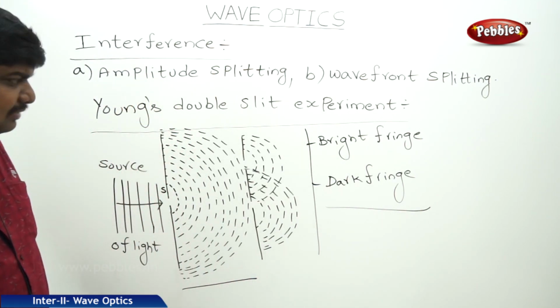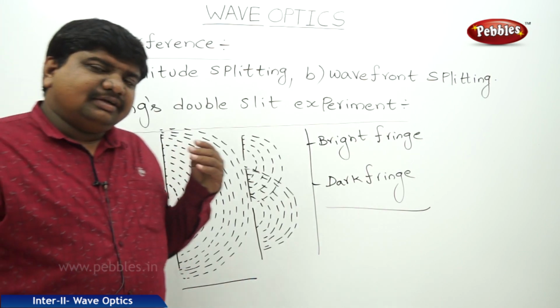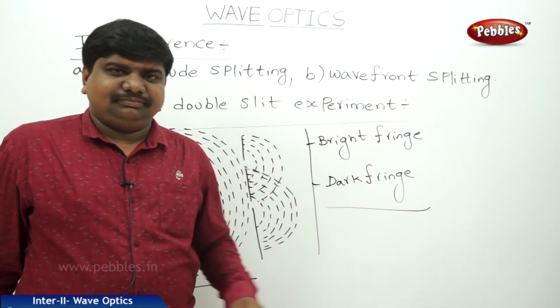By using Young's double slit experiment, we can find out the fringe width and the remaining factors also.